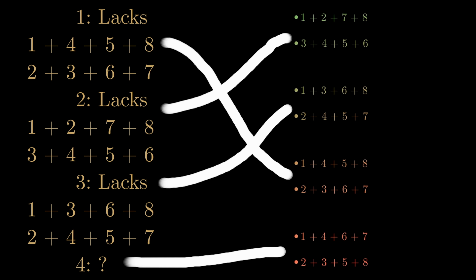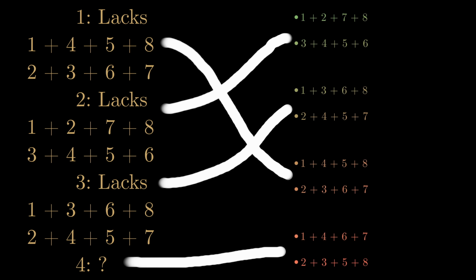Now we have 3 of our nice dice, which lack 3 pairs of sums out of the possible 4 pairs. One could guess then that there's a fourth die which lacks the remaining sum 1 plus 4 plus 6 plus 7, and its opposite 2 plus 3 plus 5 plus 8. Well, finding that is a little bit harder.